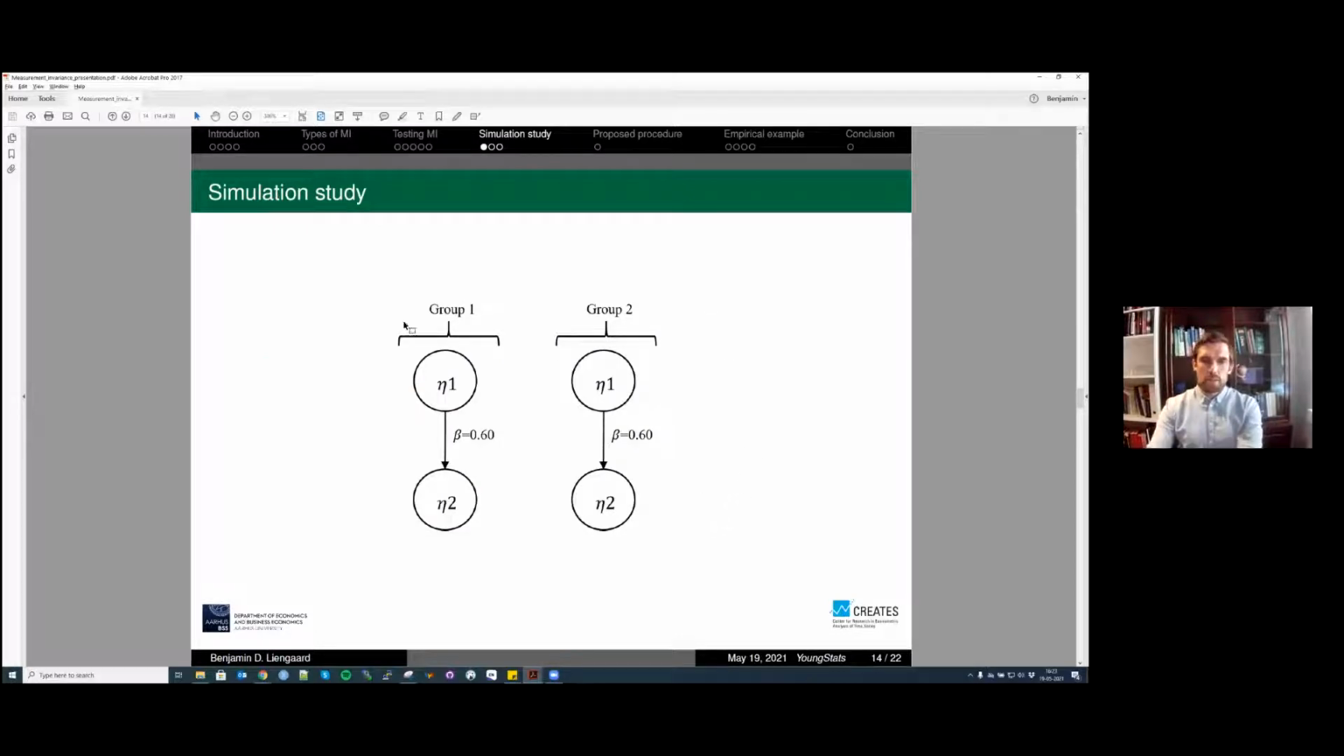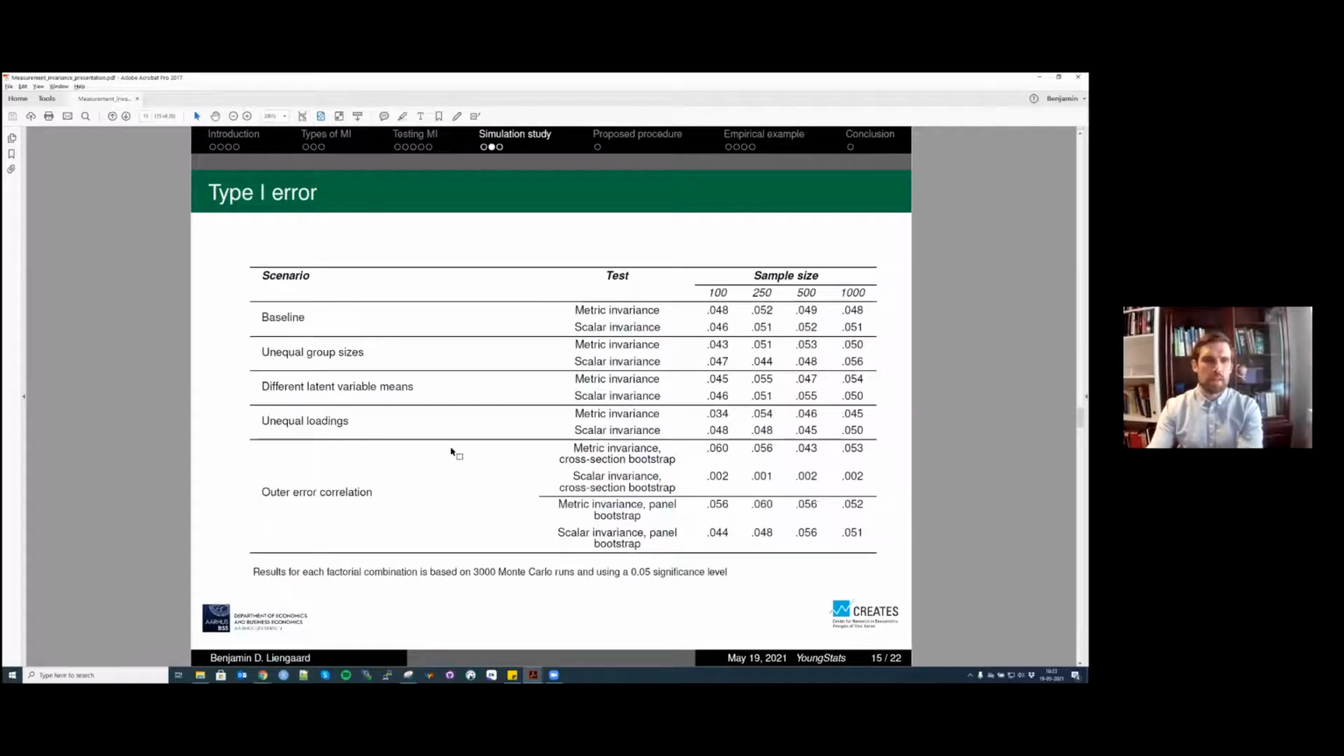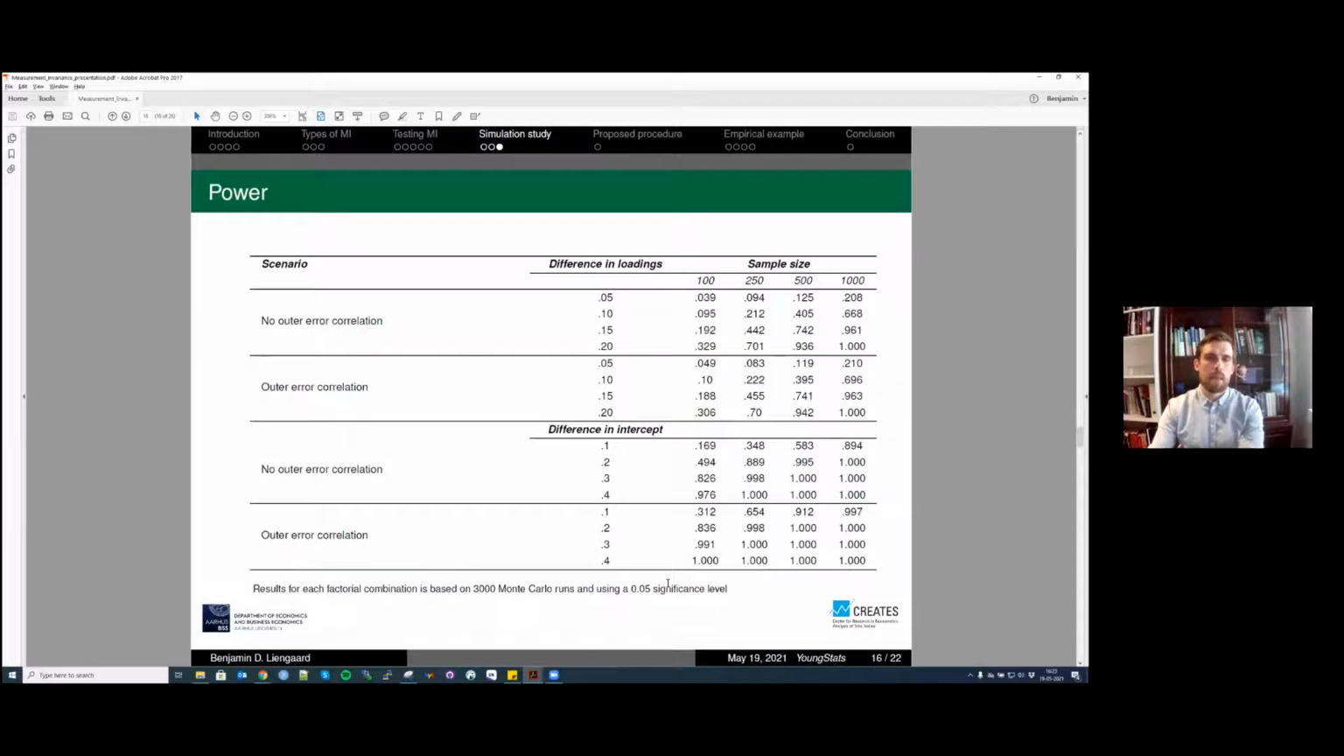I've made a small simulation study to test this method, where I simply look at two groups with 2 latent variables in each group. I'll not go into details with this simulation study. I will just briefly mention that over a different set of settings, we find that we have good type 1 error, that is, the probability of incorrectly rejecting a true null hypothesis corresponds to a preset significance level. And for power levels, we see that the test also has decent power when we deviate away from the null hypothesis.